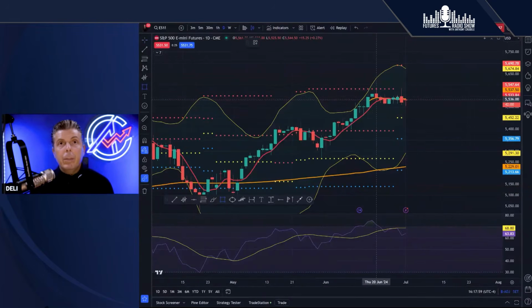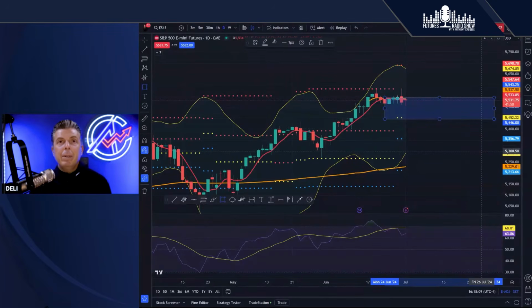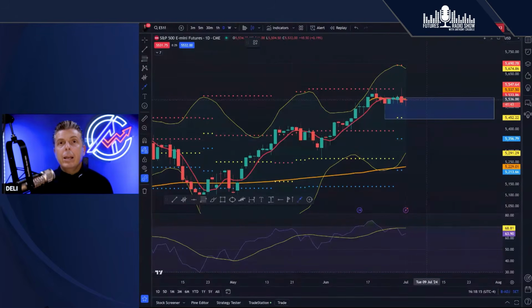So what I'm going to do is take my square and box out the area, which is roughly 55.50 down to 54.50. That's my range of execution. Within this range is where I look for the market to potentially stay below there and go down. Mind you, if the market gets a daily close above this area, I think we can start heading back up. But for now, I think we're going to go back down and trade yellow.